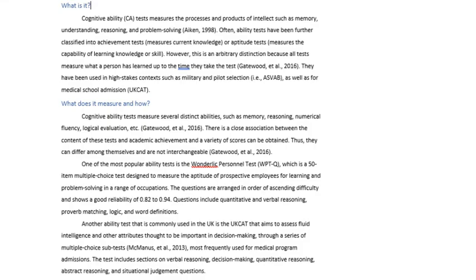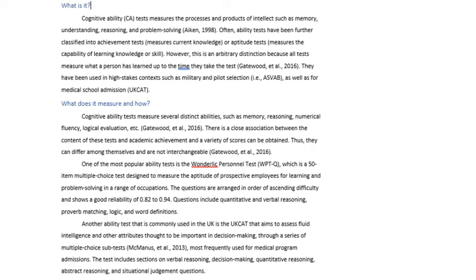Cognitive ability tests measure the processes and products of intellect, such as memory, understanding, reason, and problem solving (Aiken, 1998). Often ability tests have been further classified into achievement tests, which measure current knowledge, or aptitude tests, which measure the capacity of learning knowledge or skill. However, this is an arbitrary distinction because all tests measure what a person has learned up to the time they take the test (Gatewood et al., 2016).